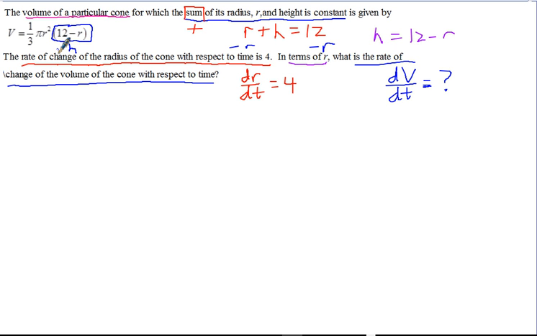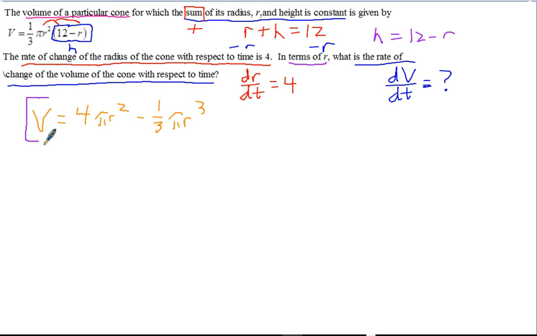Okay, so we've already got our equation given to us that relates V and r. So we could take the derivative right now, but notice if we did that, we'd have to use the product rule, because we have the 1/3 pi r squared times 12 minus r, which you could do. But in this case, it's probably a little easier if you actually just distribute that 1/3 pi r squared out before we take the derivative. And you will no longer need to use the product rule. So the volume will equal 1/3 pi r squared times 12. Well, 12 divided by 3 is 4. It'll be 4 pi r squared minus 1/3 pi r squared times r, which is 1/3 pi r cubed.